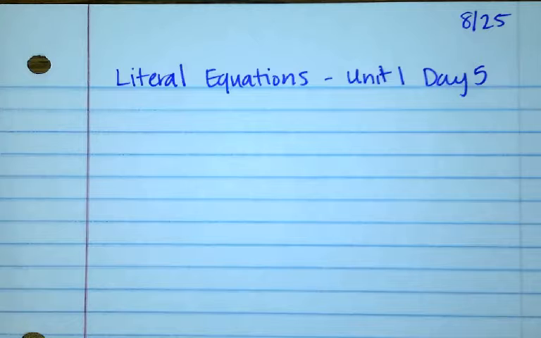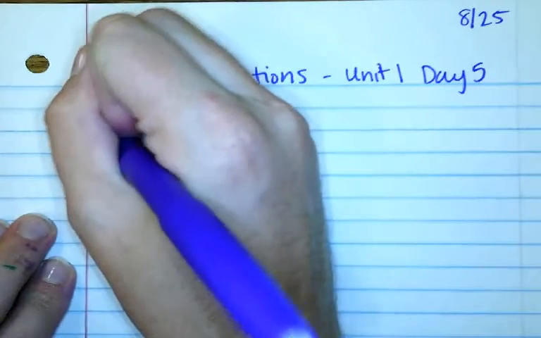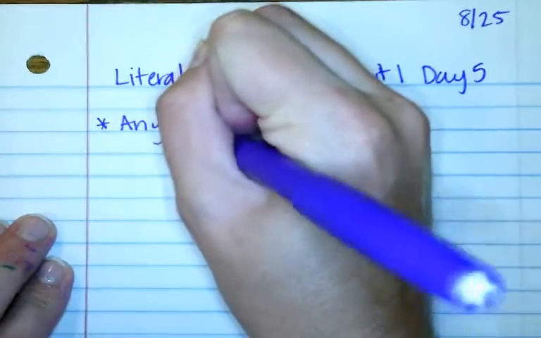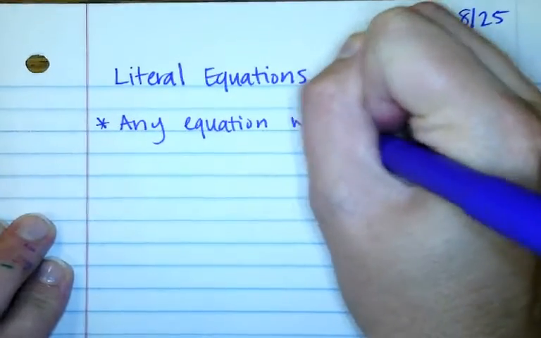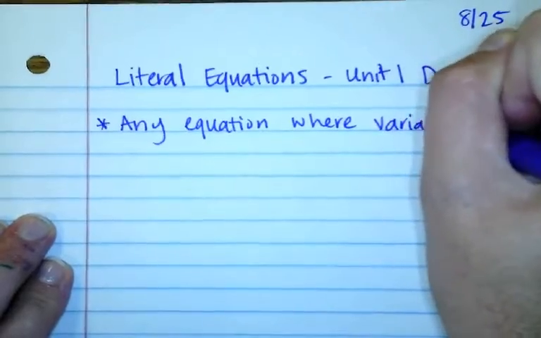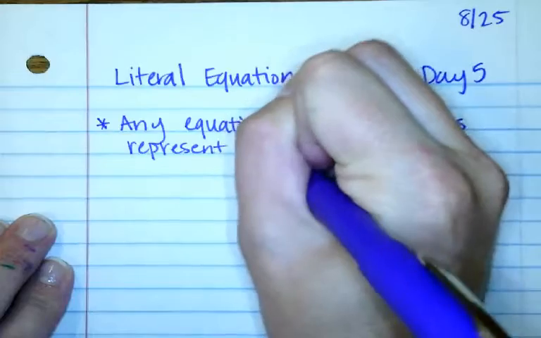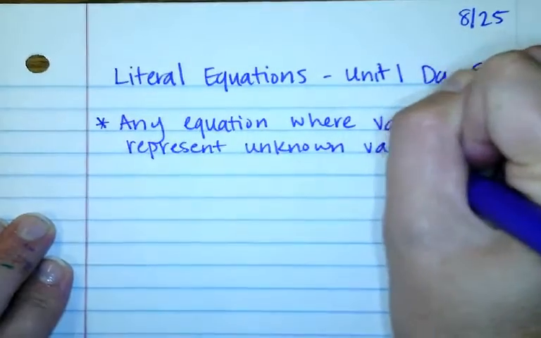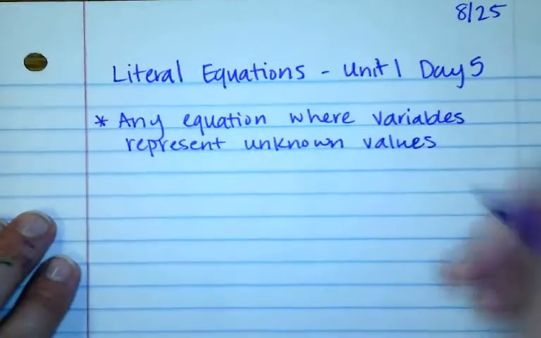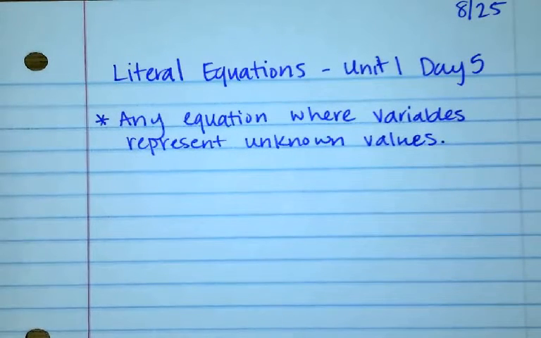So, when I say the word literal, what do you think a literal equation is going to have? Words. Okay? Basically, it's a lot of letters that represent words. So, a literal equation is any equation where the variables represent unknown values. And the difference with a literal equation is there are often multiple variables.